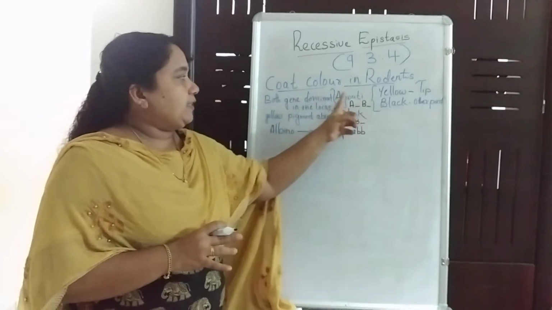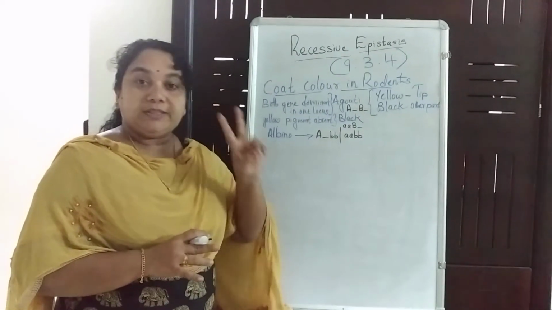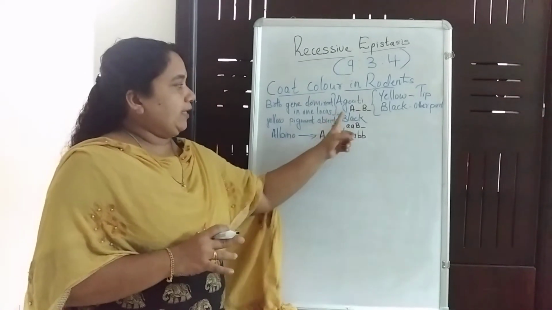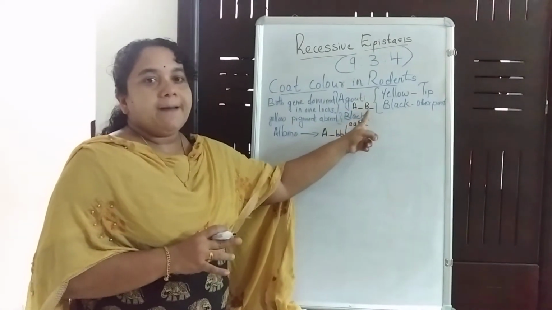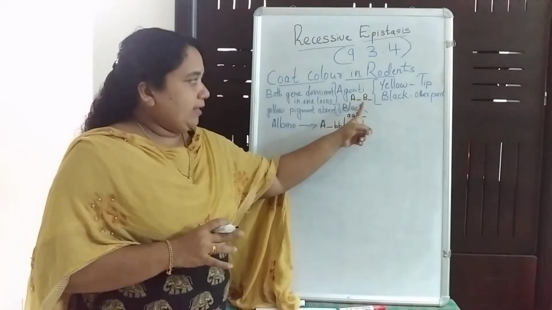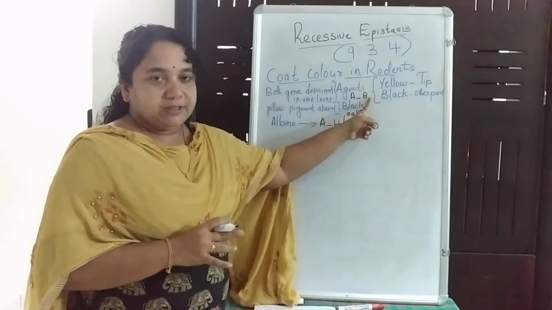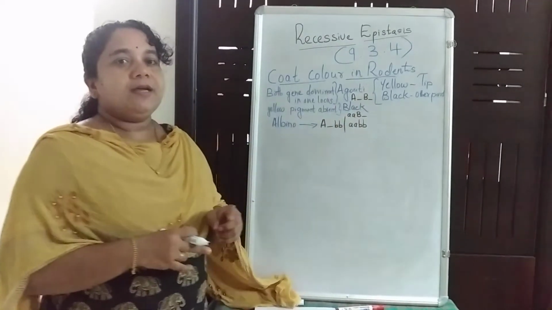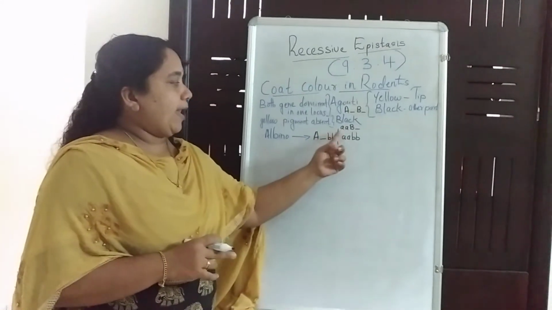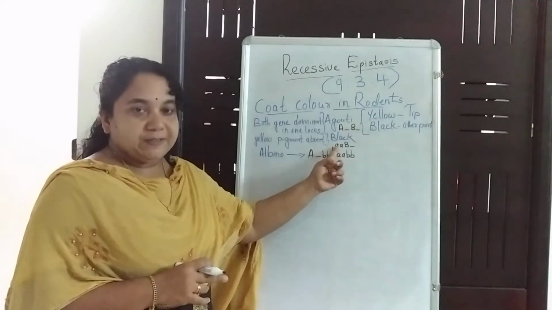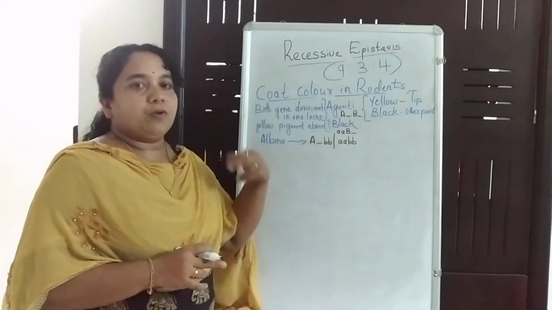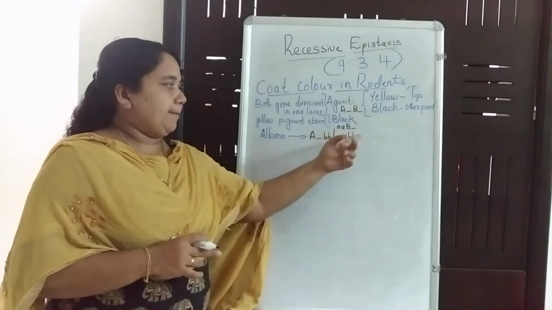For agouti, both genes must be in homozygous or heterozygous dominant condition. It can be written as A dash, B dash. A dash may be either capital A or small a, and B dash means either capital B or small b. Then for black coloration, there will be absence of capital A, and either one or both alleles of B are capital B.